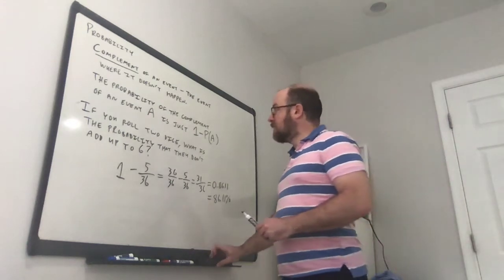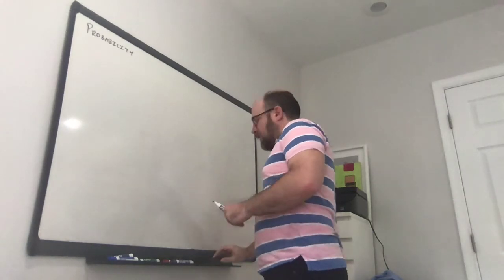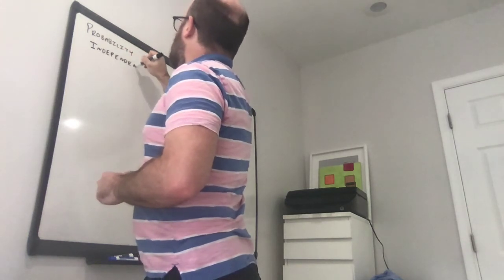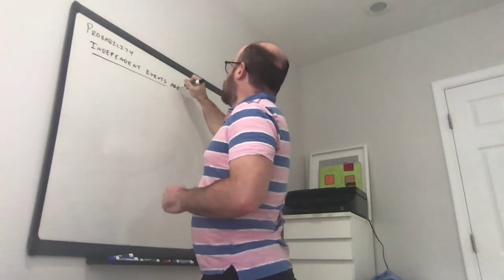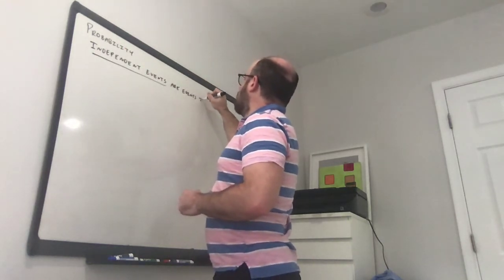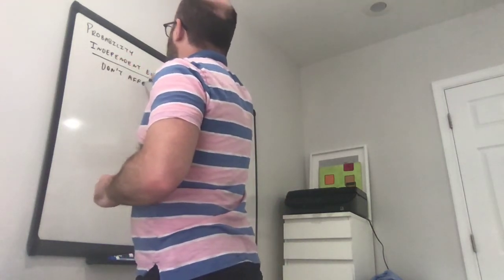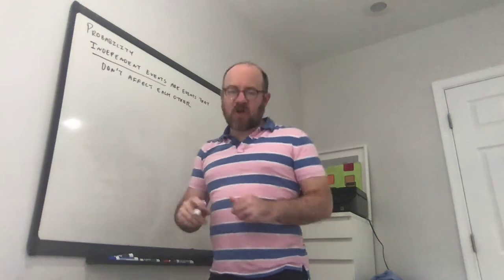So that's the complement. The next thing I want to talk about is what's called independent events. So independent events are events that don't affect each other. Okay, so there's a more mathematical definition I'm not going to go into, but we're just going to think of these as things where the probability of one doesn't affect the probability of the other.